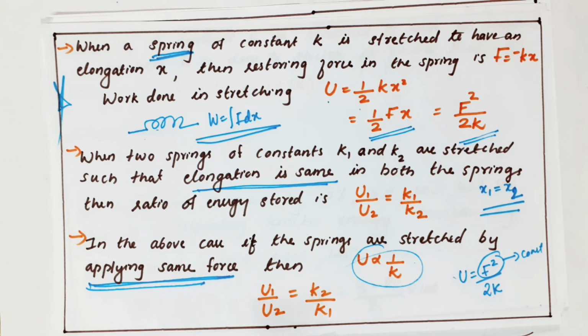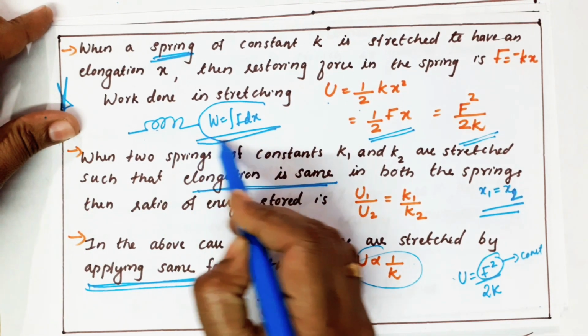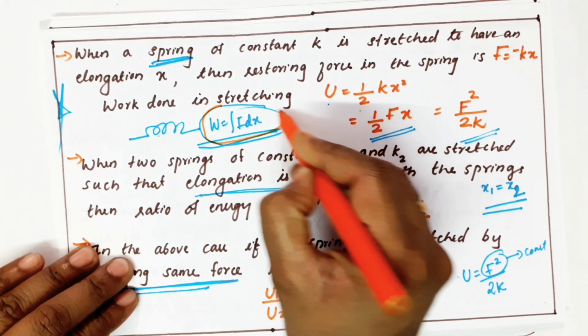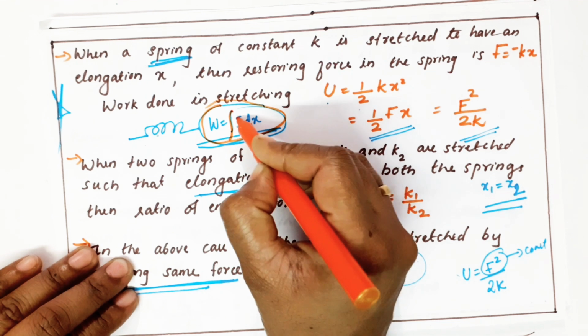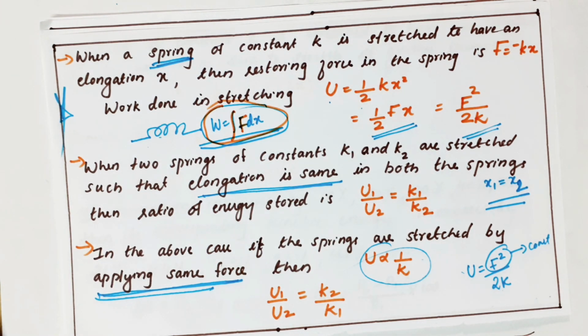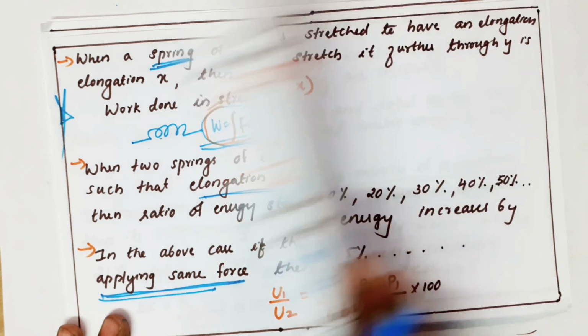If this force is same, u1 by u2 is equal to k2 by k1. And this is another important relation of this chapter. I did not write it separately. You can remember the work done is equal to integral of f dx for a variable force. In few questions they will give it like this, so we need to integrate it. W is equal to integral of f dx.